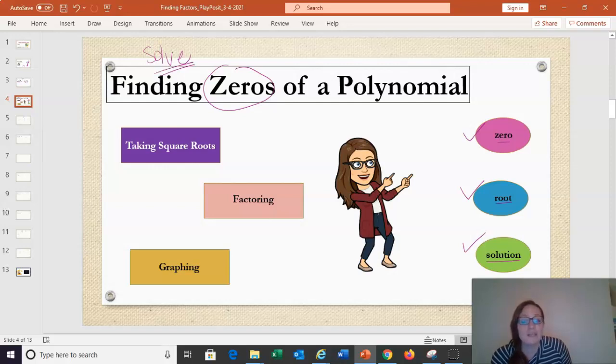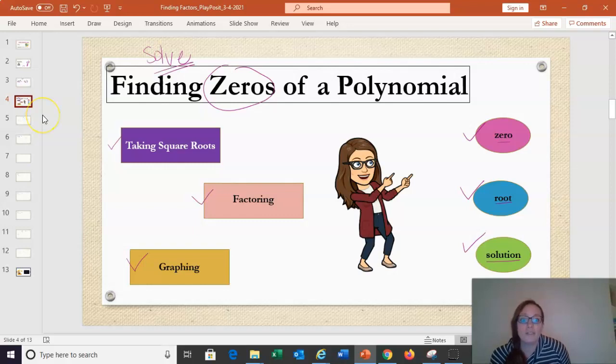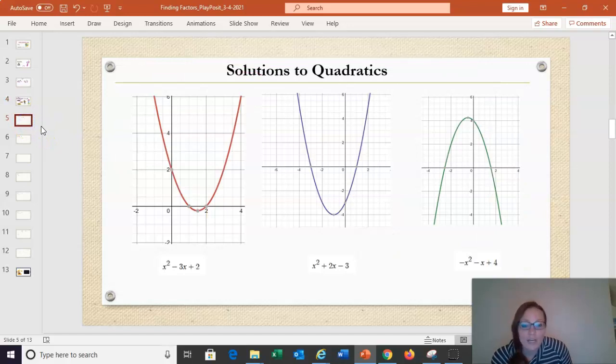And we have 3 different ways that we can find them. We can solve polynomials by taking square roots, we can solve them by factoring, and we can also solve them by graphing. So let me show you. A solution to a quadratic. So this says finding zeros. Remember, zero and solution are the same thing. When we look at this graphically, I just wanted to show you what a solution is. These are all examples of quadratics. The highest exponent value is a 2. These are also called parabolas. You're going to see these a lot in Algebra 2.